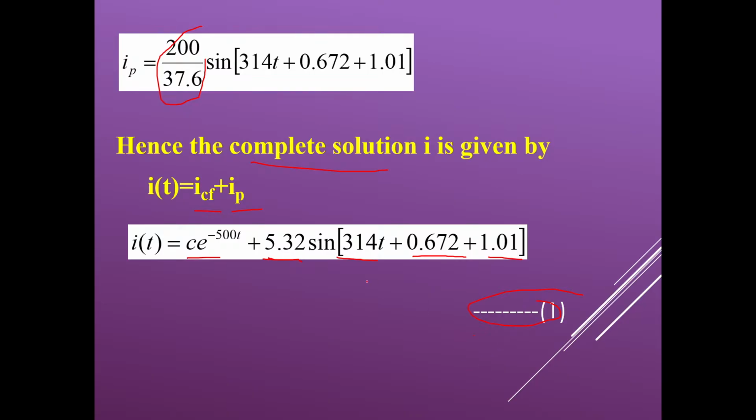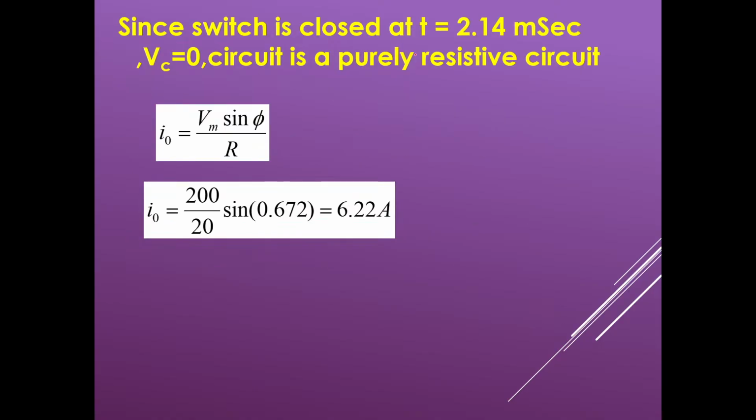Okay. So this is our equation 1. We don't know the C value, isn't it? We don't know the C value. So for that, let us assume the switch is closed at t equal to, they have mentioned in the question that the switch is closed at t equal to 2.14 milliseconds when Vc equal to 0.